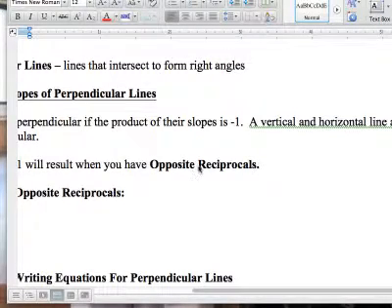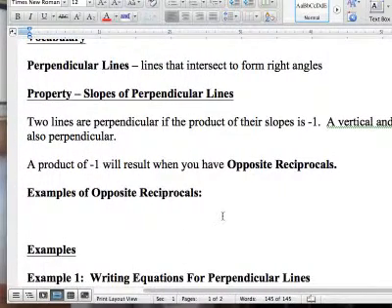All right, so Friday we talked about parallel lines. What did you guys learn about the slopes of parallel lines? They vary. Huh? They don't vary. They're going to be the same. They have to be the same. Vary means that they can change. All right.